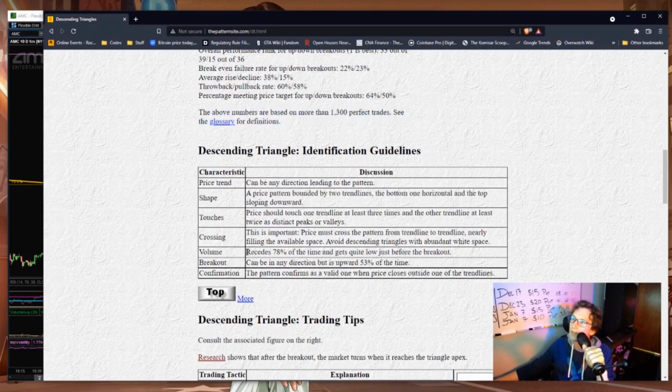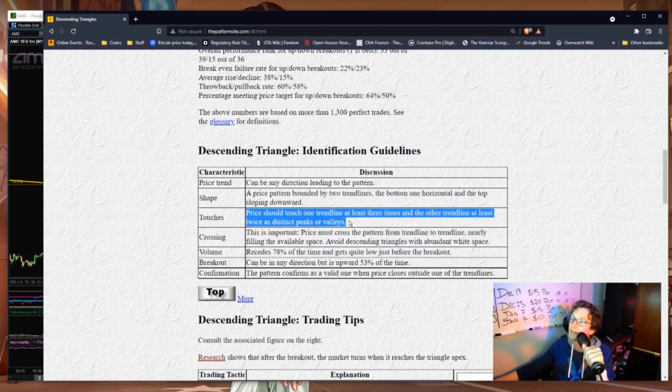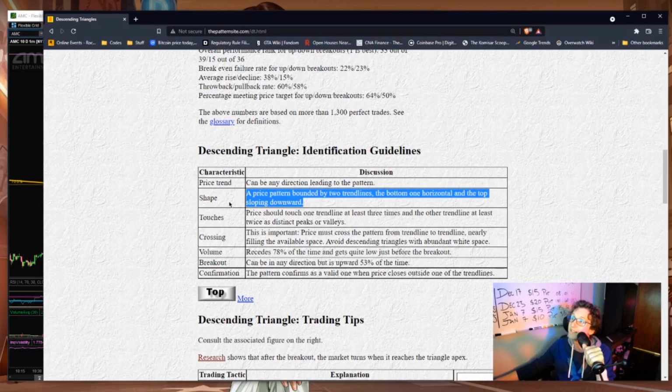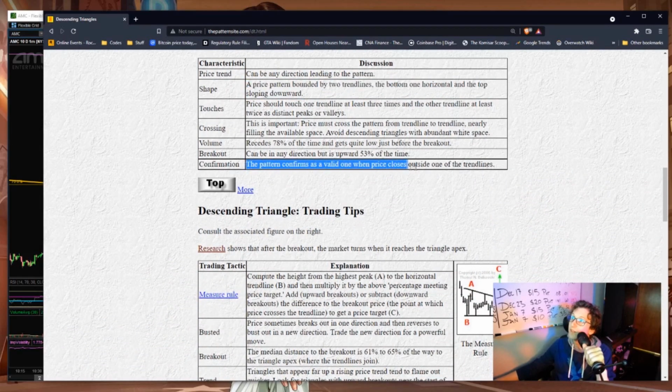Okay, so volume recedes 78% of the time in this pattern. Price must cross the pattern evenly. All right, price should touch one trend line 3 times and the other trend line at least twice. Distant peaks and valleys. It has a horizontal with a downward slope. Okay, the pattern is confirmed as valid when price closes outside one of the trend lines.